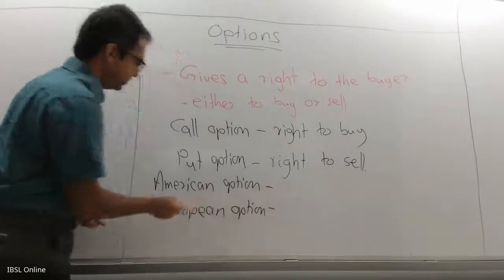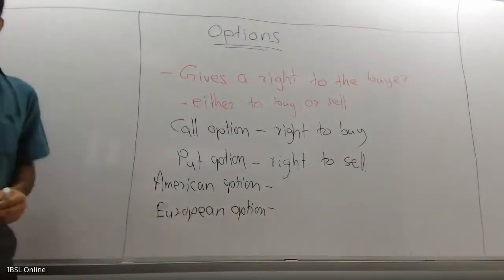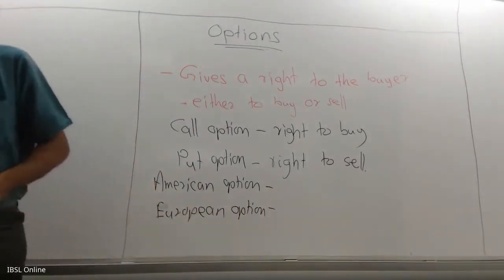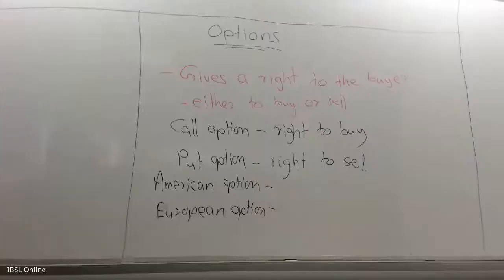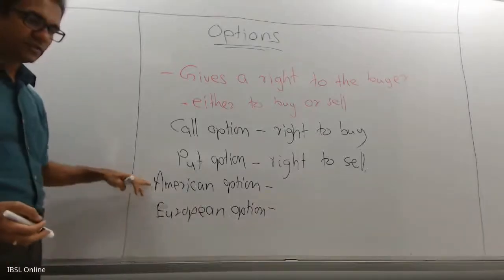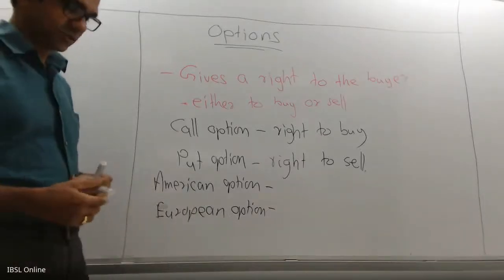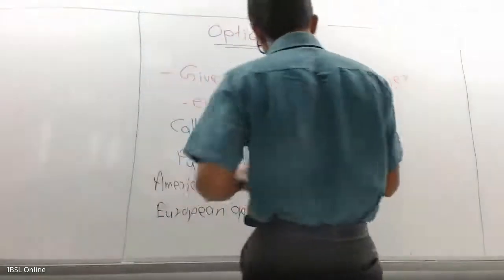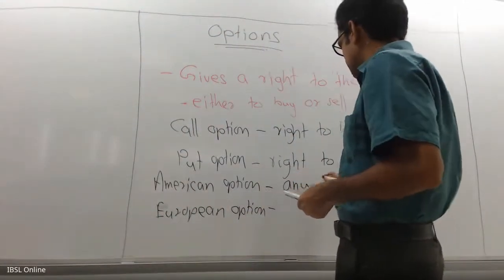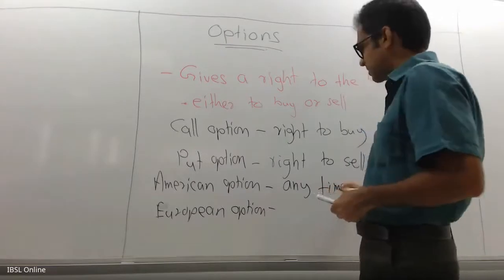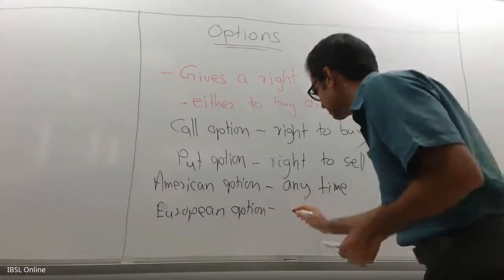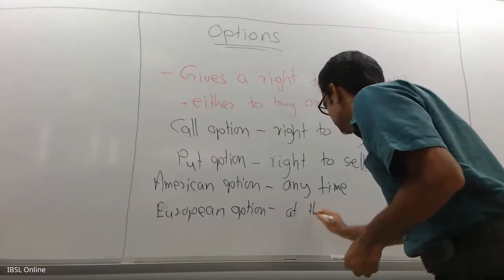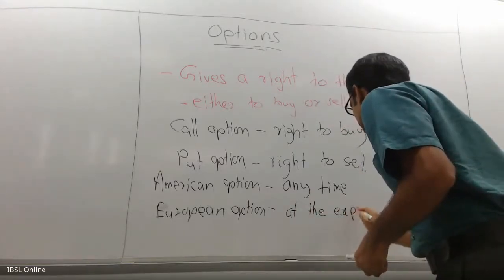What's the difference between the American option and the European option? With an American option, you can exercise anytime. With a European option, you have to wait until maturity. In the American option, you can exercise your right anytime, but in the European option, only at expiry.